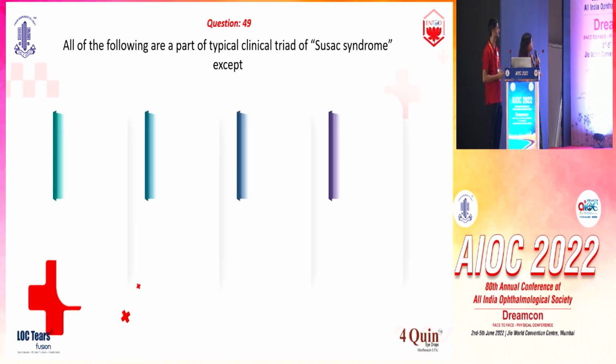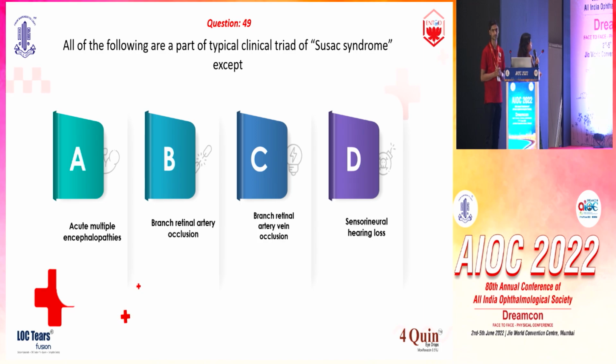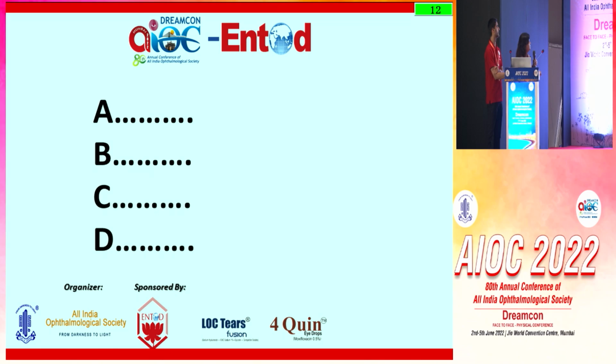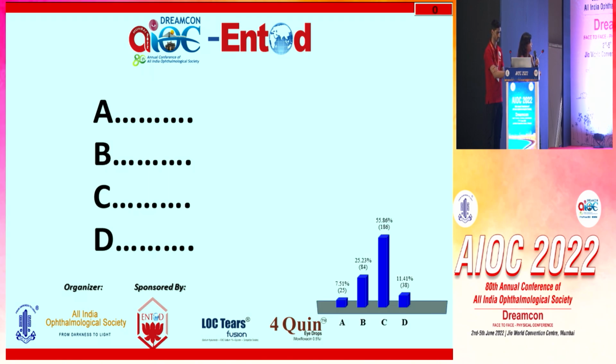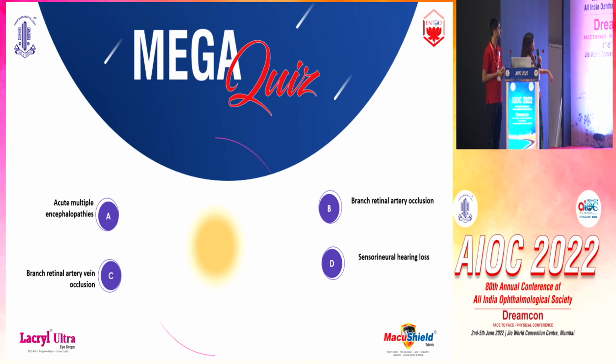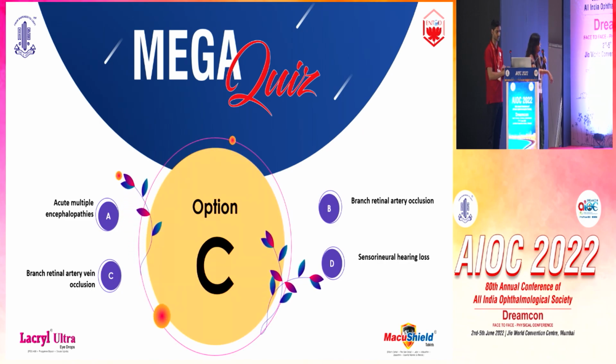All of the following are part of the typical clinical triad of Susac syndrome, except: acute multiple encephalopathies, branch retinal artery occlusion, branch retinal vein occlusion, sensorineural hearing loss. Except. Okay, so more than half of you have said C, and the answer is indeed C. We come to the next question.